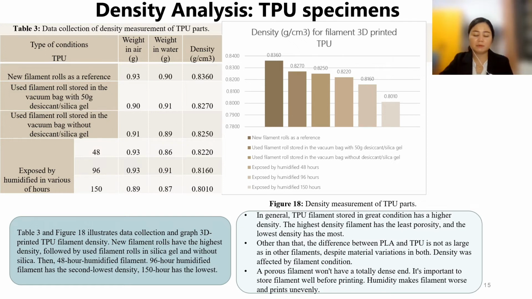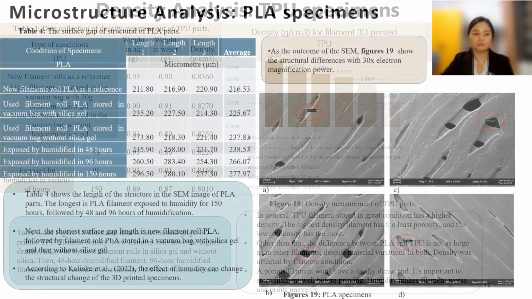In general, TPU filament stored in great condition has the highest density. The highest density filament has less porosity, and the lowest density has the most. Other than that, the difference between PLA and TPU is not as large as in other filaments. Despite material variation in both, density was affected by filament condition.